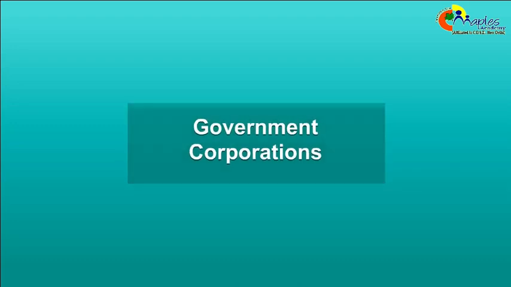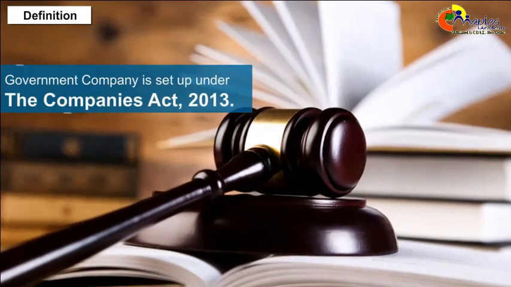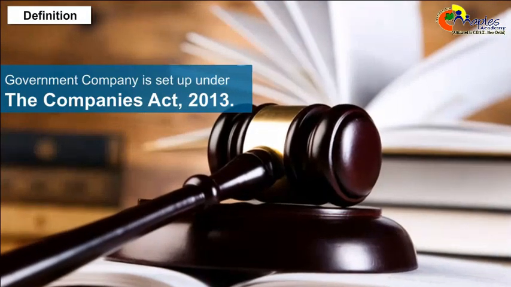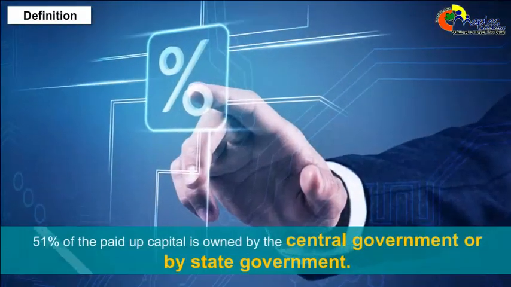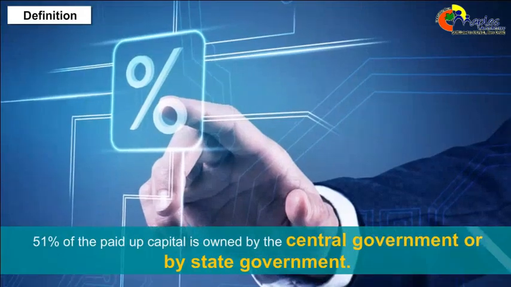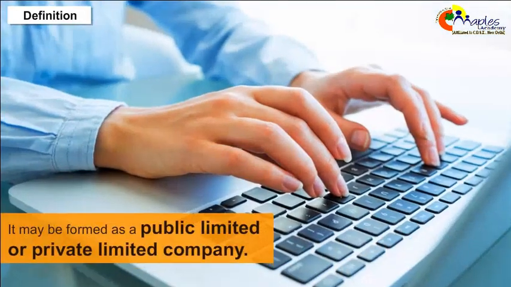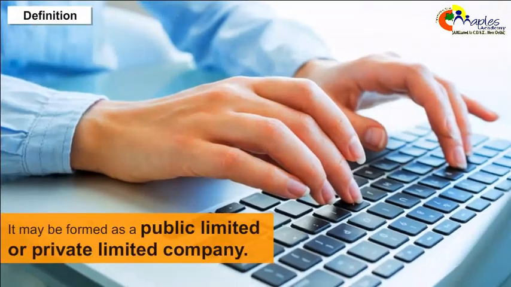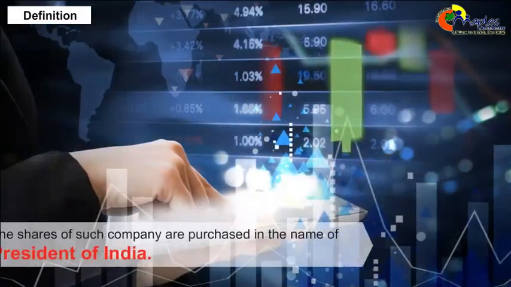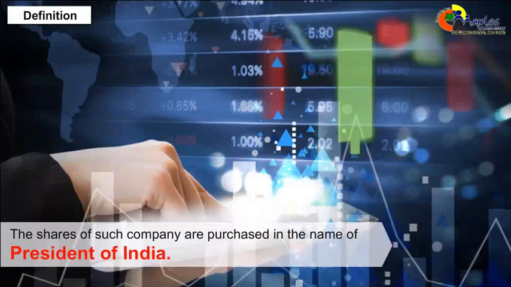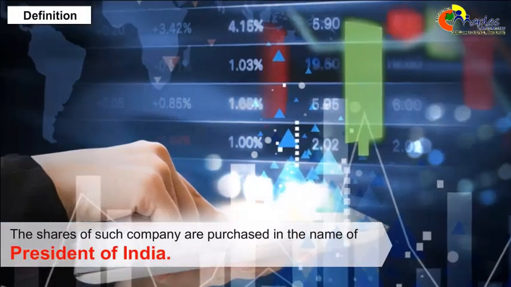Government corporations. Definition: a government company is set up under the Companies Act 2013. 51% of the paid-up capital is owned by the central government or by state government. It may be formed as a public limited or private limited company. The shares of such a company are purchased in the name of the President of India.